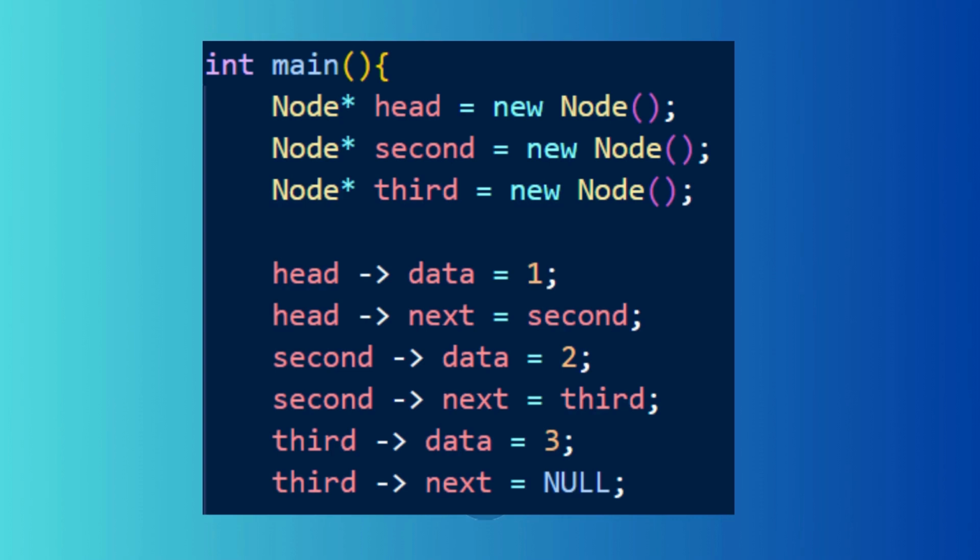Star sign means pointing to that address, and then assigning the value 1 to that data, and then the next value will be second. So the address of the next pointer will be the second address. After that, you assign the second data the value 2, and the next will be third, so it will go to the third node. The data assigned to the third node will be 3, and the third next will be null.